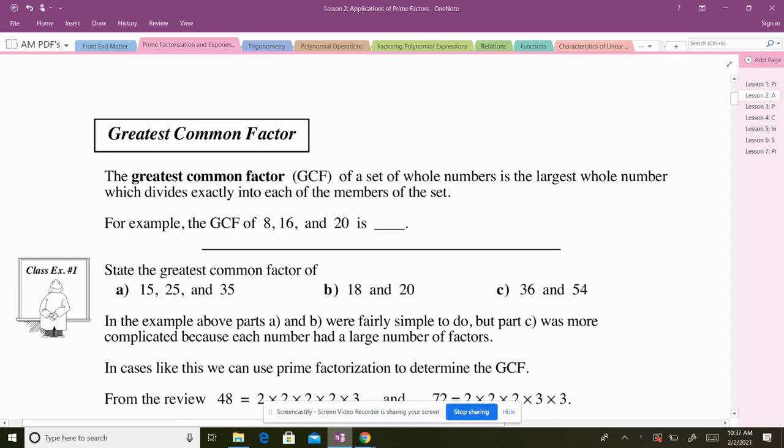A factor is the number that divides exactly into each of them. So what number will divide exactly into 8, 16, and 20? 4. It's the largest number that will do that, right? That's the greatest common factor. That's all they're saying. Now, it's fairly straightforward to do it when the numbers are small. When the numbers get big, it's harder to find the greatest common factor.